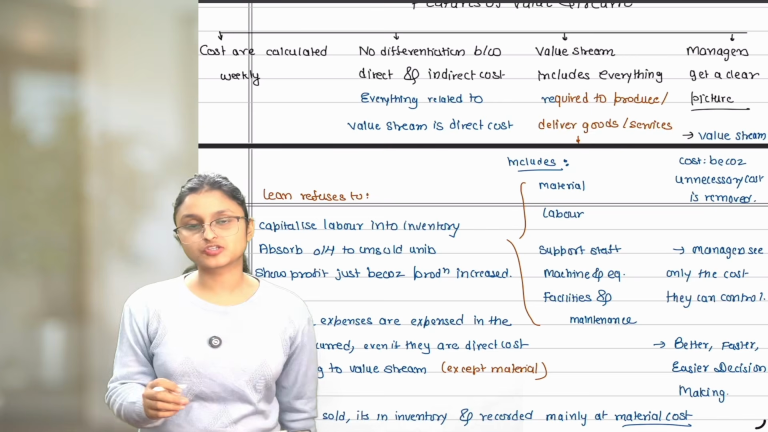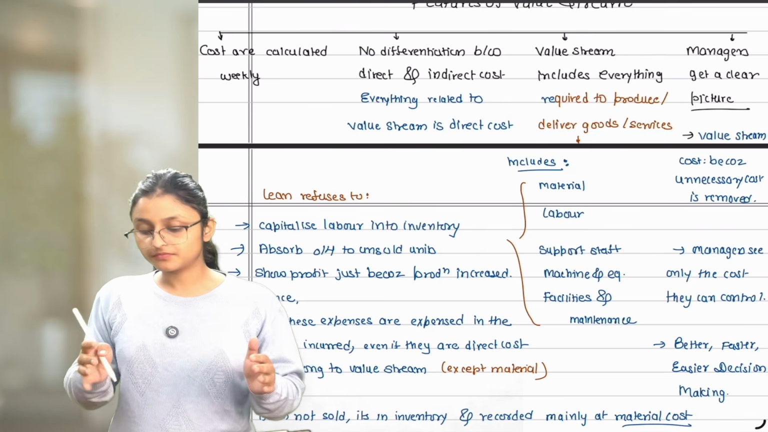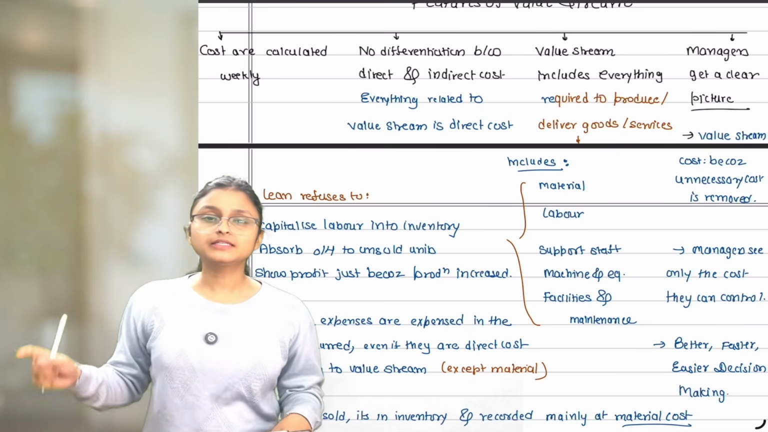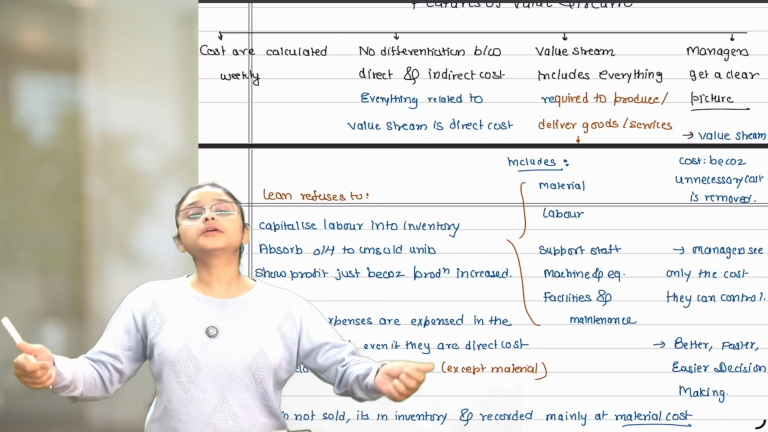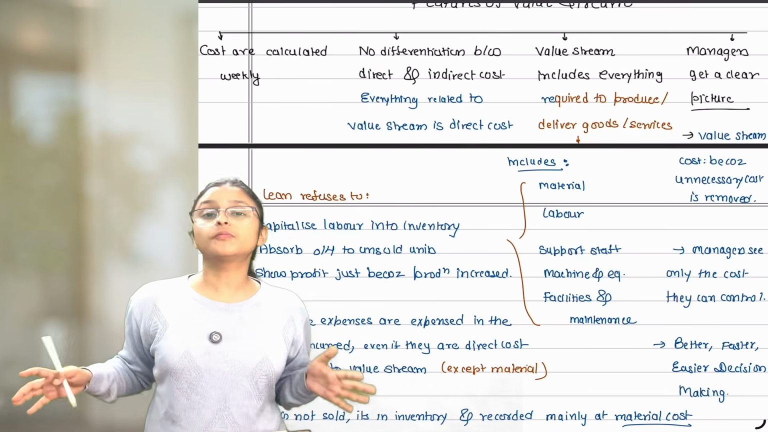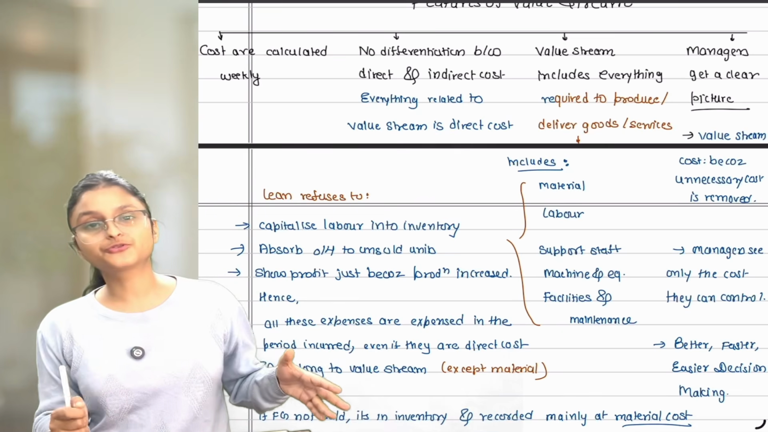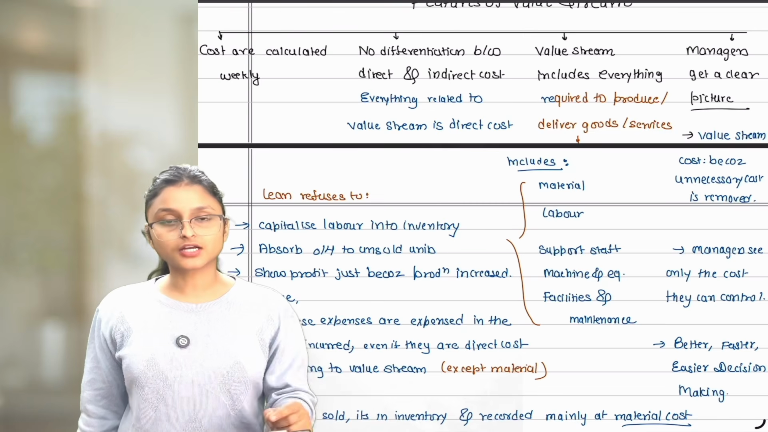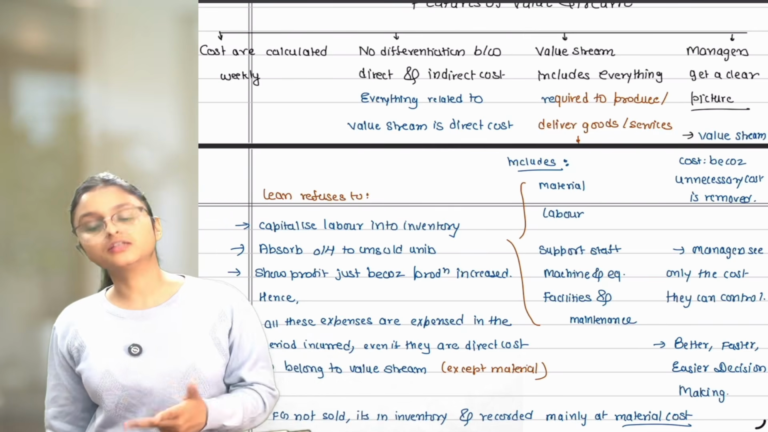Managers get a clear picture. How are managers getting a clear picture? Because managers are able to see only the cost which is related to the value stream. Anything other than that is treated as business sustaining cost and hence not important for decision making related to a particular value stream. Hence, if they want to decide about a particular value stream, they can focus on its cost itself. Managers see only the cost they can control which is related to the value stream, and they can make better, faster and easier decisions.